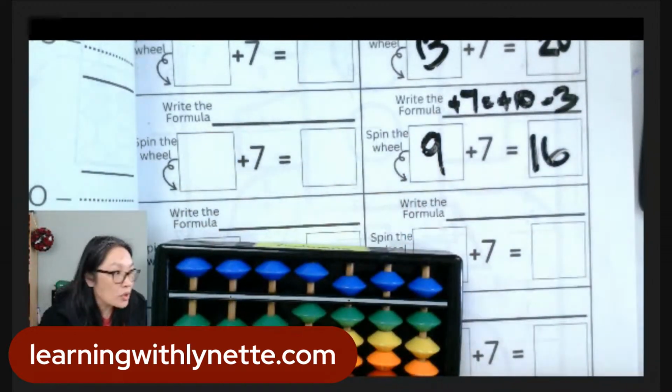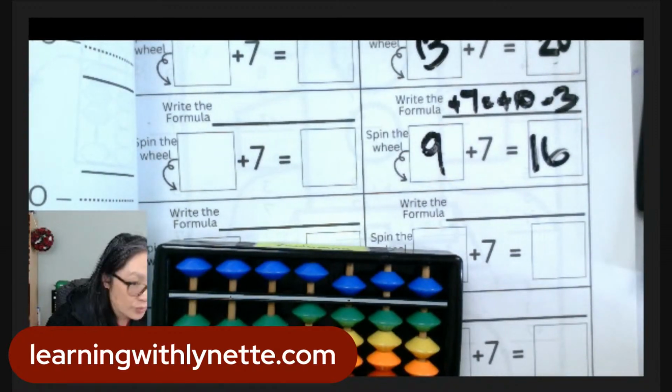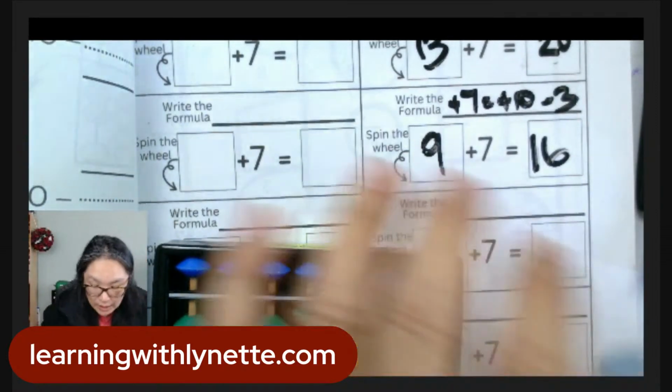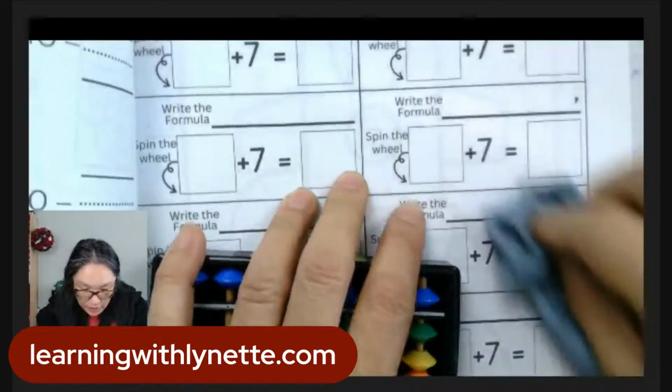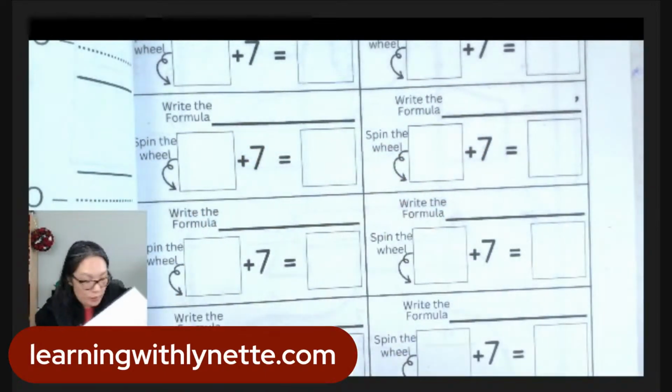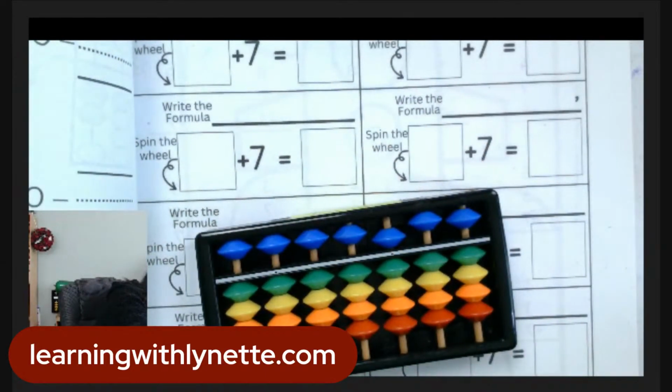Do we want to continue on with adding and subtracting? We could do subtracting. Subtracting is the minus the tens.